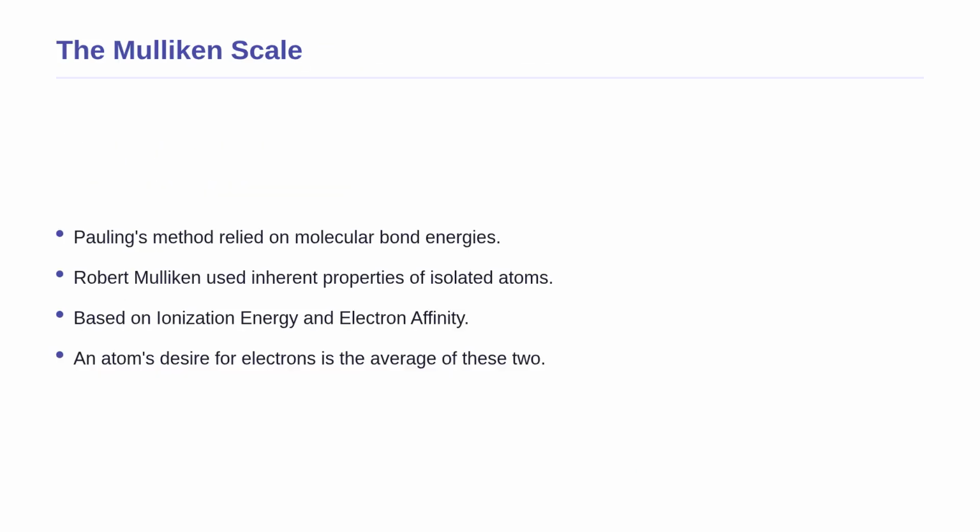While Pauling's method was brilliant, it relied on bond energies, which are properties of molecules, not isolated atoms. Robert Mulliken took a different, more direct approach. He argued that an atom's electronegativity should be based on its own inherent atomic properties.